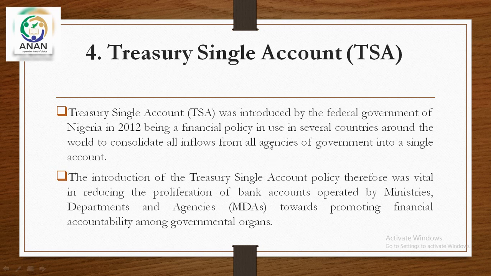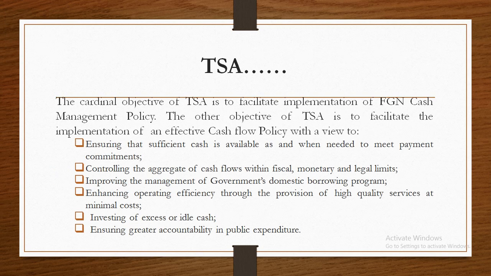So, this TSA, or the implementation of TSA, has to do with the integration of all account numbers being operated by ministries, departments, and agencies. No longer will ministries be operating different accounts any longer. Now all inflows have to come to a single account. The cardinal objective of TSA is to facilitate implementation of the federal government of Nigeria cash management policy.